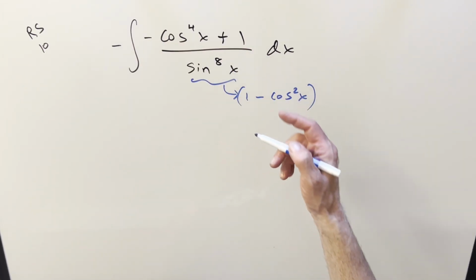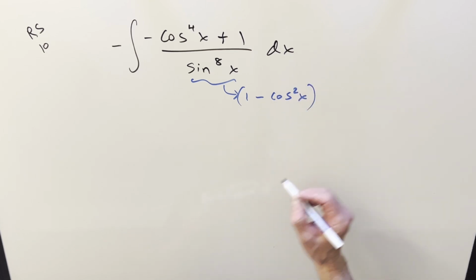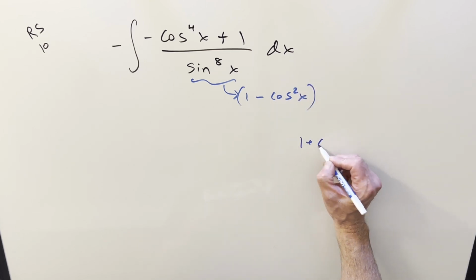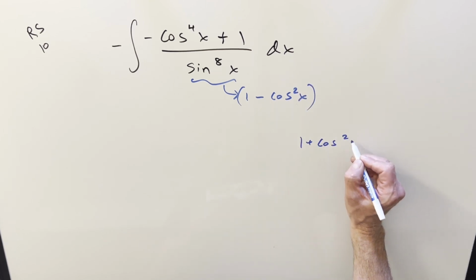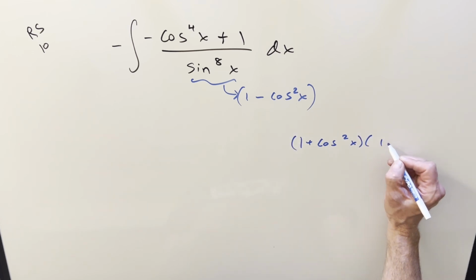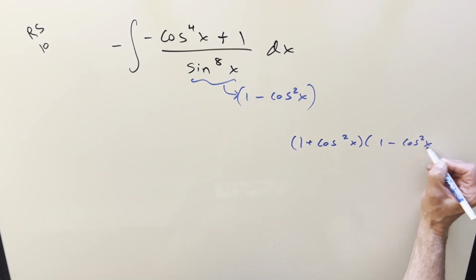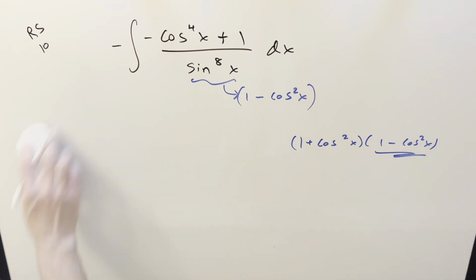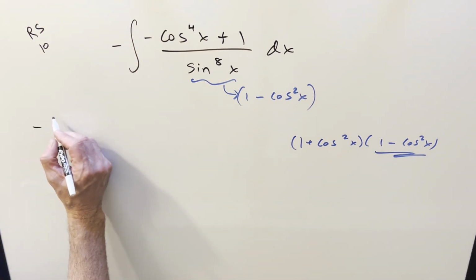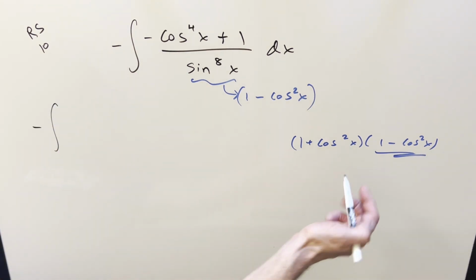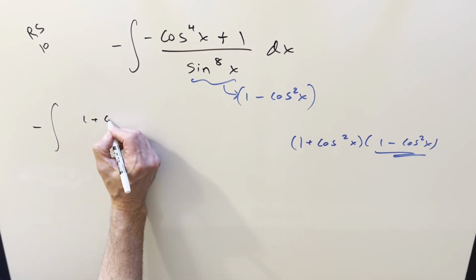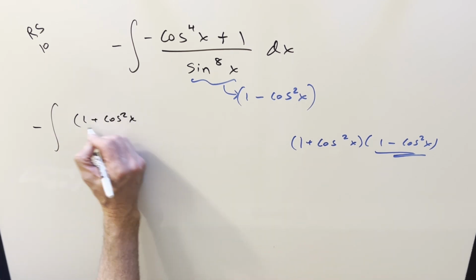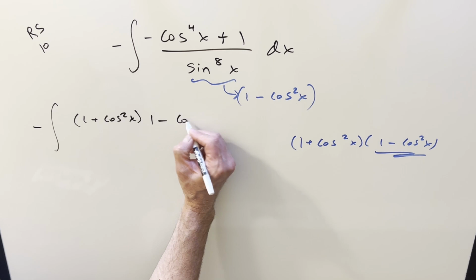And then for 1 minus cosine to the fourth, the way I want to do that is I want to write it as 1 plus cosine squared x times 1 minus cosine squared x. So when I simplify this, I'm going to get cancellation with this over here. So let's see how it's going to look. We've got our minus sign out front. Put the numerator in that form. So 1 plus cosine squared x, 1 minus cosine squared x.